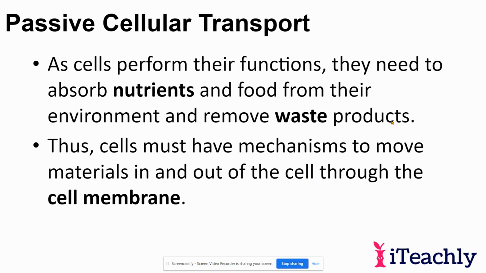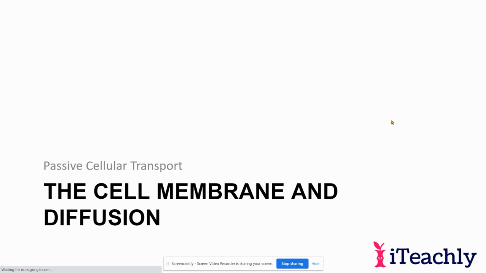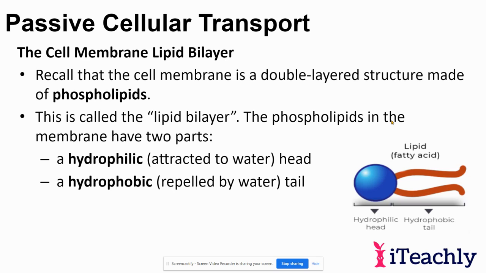So as cells perform their function, they need to absorb nutrients and food from their environment. So they need to take some things in and they need to take things out. So the cell membrane is sort of the gate, you could say. It lets things in and it lets things out. Okay, so this is the cell membrane.